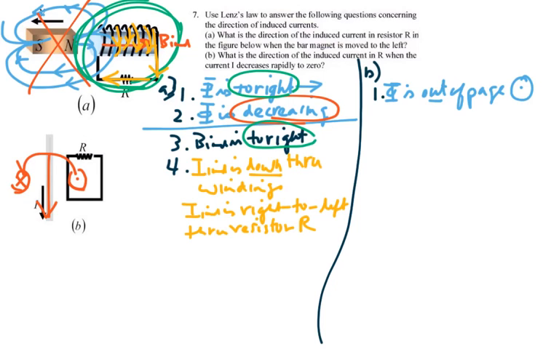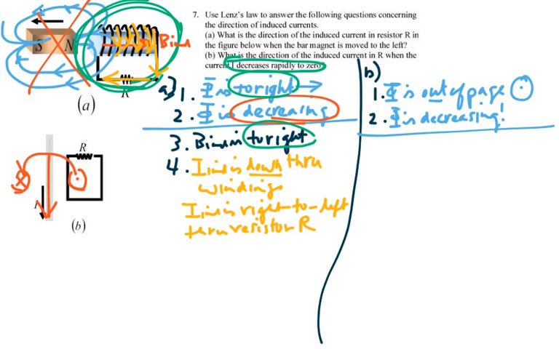So as we proceed through this problem, is that flux increasing or decreasing? Well, we're told that the current is decreasing rapidly to 0, and the current and the field are proportional, so this flux is decreasing as we proceed through this problem. All right, so that's the status quo.